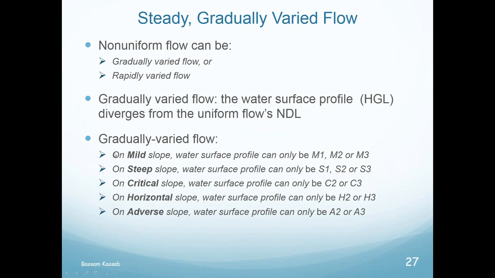But one thing you have to remember when you hear the words M1, M2, M3, S1, S2, S3, do not get confused with them. First, you have to know whether you are on a mild slope. If you are on a mild slope, you cannot have S1 or S2. On a mild slope, you see the M here. That means you are going to have M1, M2, or M3. Steep slope, same thing. You are going to have S1, S2, S3. Critical, horizontal, adverse, you can have only C2 or C3, H2 or H3, or A2 or A3. So first, you have to know what kind of slope you have. Then you end up with three cases if it's mild: M1, M2, or M3.